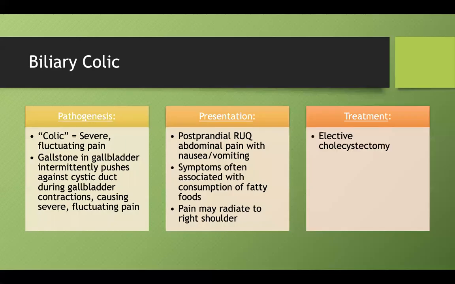You treat this, like we talked about gallstones initially, even if they're asymptomatic, you can treat cholelithiasis with a cholecystectomy, especially if you have symptoms like biliary colic and you can tolerate the surgery. It's a highly effective intervention.